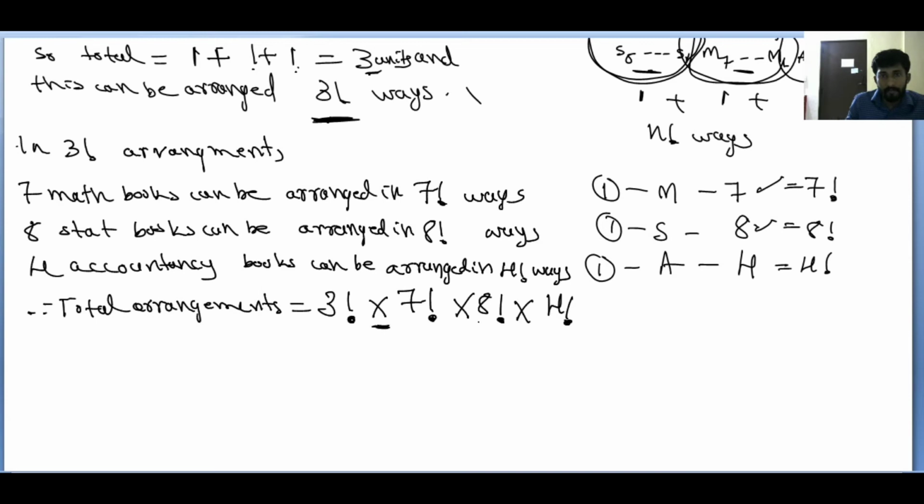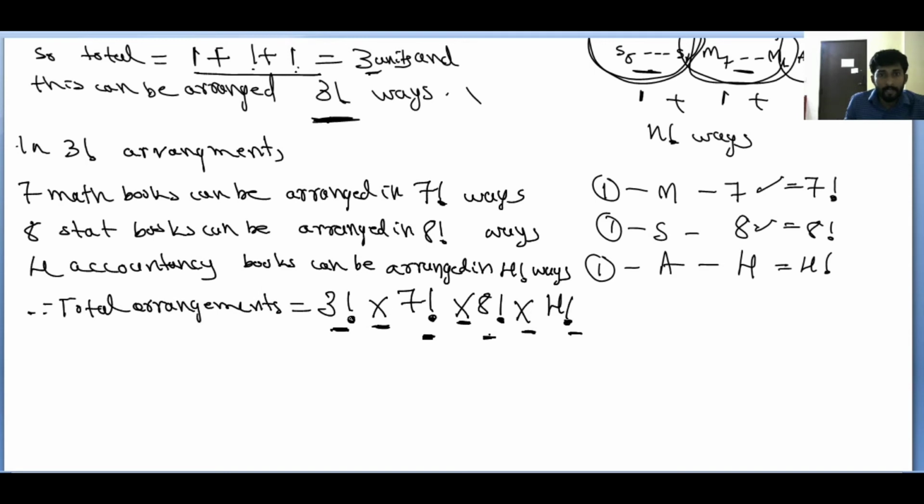Okay, why am I using multiplication? Because 'and' comes, right? First you need to do the arrangement for 3 units. In those 3 units, 7 maths books are there, that can be arranged in 7 factorial ways. Similarly, stat and accountancy books can be arranged in 8 factorial and 4 factorial ways, by the multiplication principle. What's the first event? Arrangement of 3 units. Okay, what's the second event? Arrangement of maths books. Third event, arrangement of stat books. Fourth event, arrangement of accountancy books. One event is followed by the other event, right? So m into n into p into q.